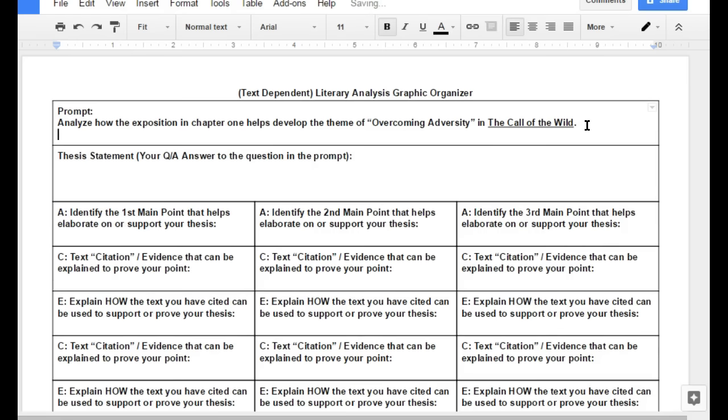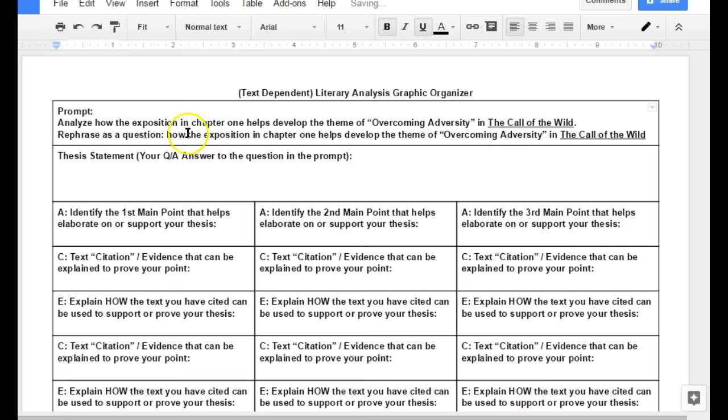So, analyze how the exposition in chapter 1 helps develop the theme of overcoming adversity in The Call of the Wild. That's a statement. This tells me what they want me to do. They want me to analyze. But the thing that they want me to analyze is how the exposition in chapter 1 helps develop the theme. So I can say, how does the exposition help develop the theme in The Call of the Wild? And because computers are awesome, I'm going to rephrase as a question.